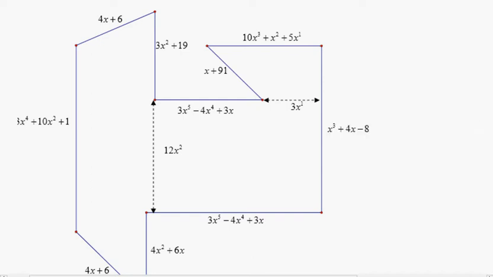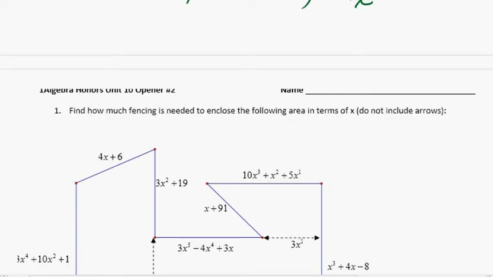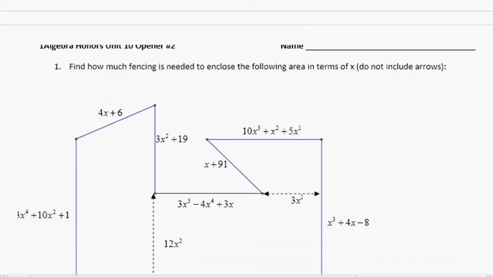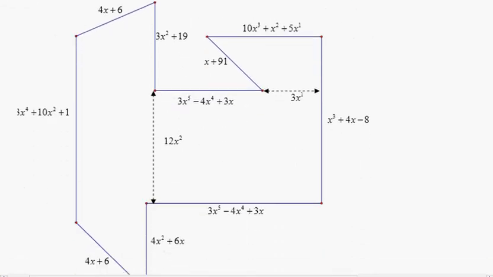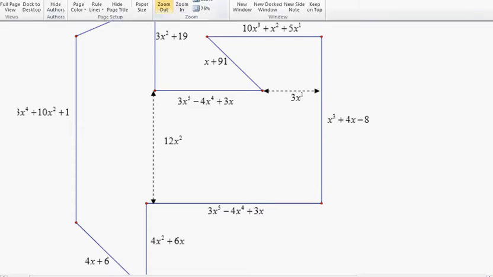In this problem, which is opener number 2, we are trying to find how much fencing we need to enclose the area in terms of x. A couple things to unpack. How much fencing implies that we need fences around all these areas, even below, and we want it in terms of x, so we know that x will be in our answer. You might recognize that this is a perimeter problem, where you're trying to find how much you need on the outside. So to find that, let's zoom out a little bit.